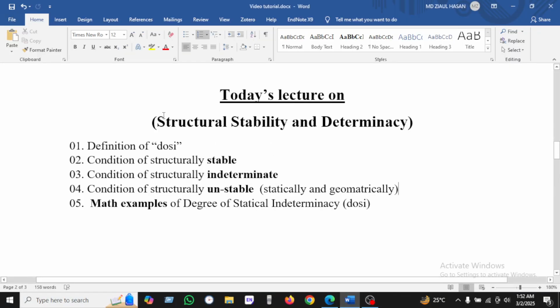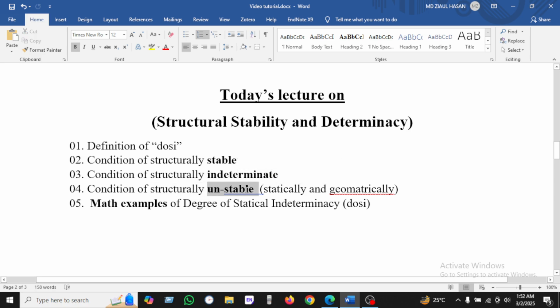Hello everyone. Today I'm going to deliver another lecture on structural stability and determinacy. The lecture will contain, at first, the definition of DOSI, which is the degree of statical indeterminacy, and then the condition of structural stability, the condition of structurally determinate, and the condition of structurally unstable.